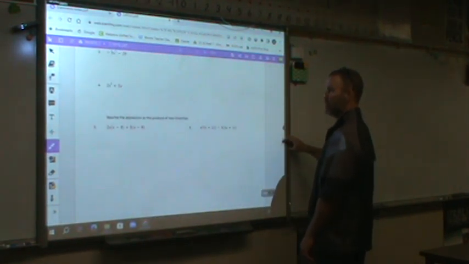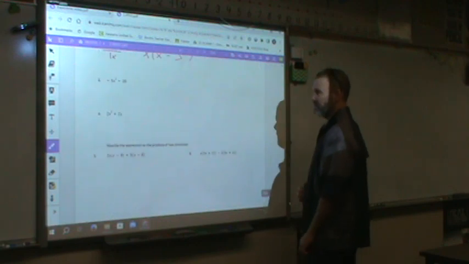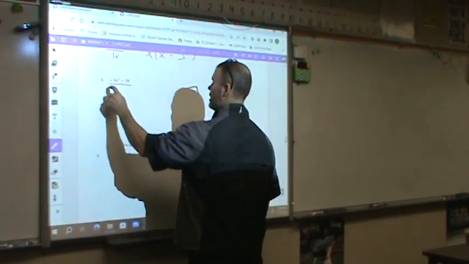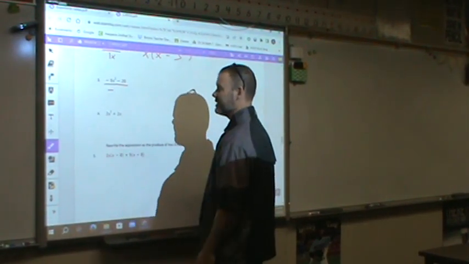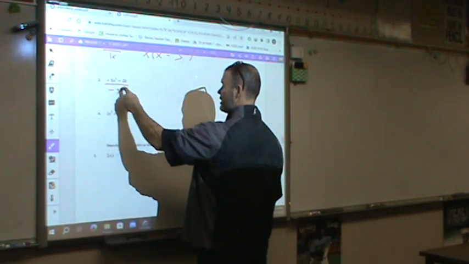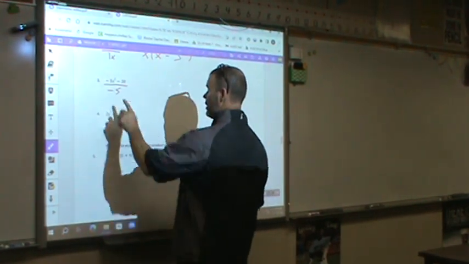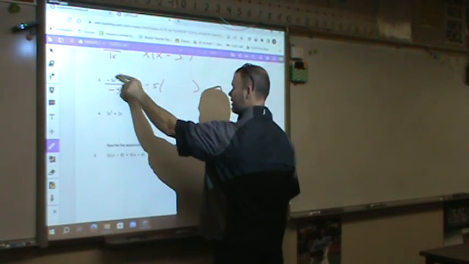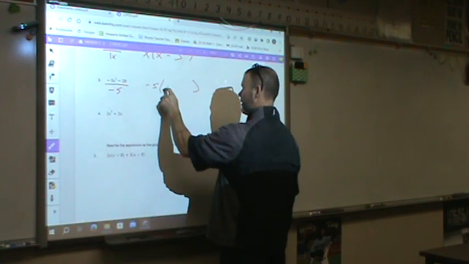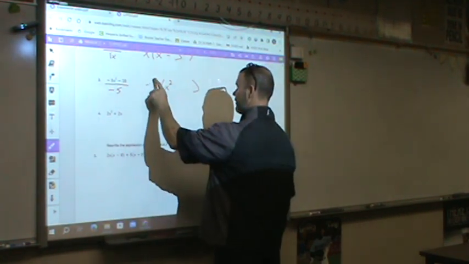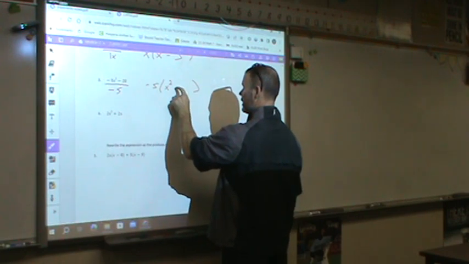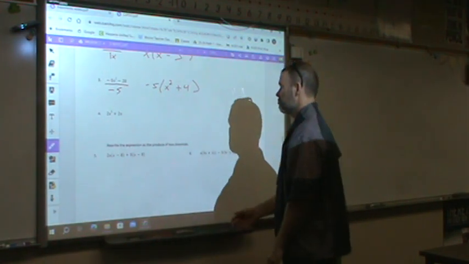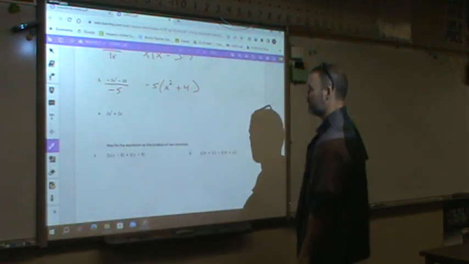When you get down to number 3, what looks different is you have a negative in both terms. If I have a negative in both terms, the negative is what's in common with both, so I have to take out the negative. 5 is the greatest common factor of both of them, and again, no variable. So if I take out the negative 5, times what gives me negative 5x squared? That would be x squared. Negative 5 times what gives me negative 20? Well, that would be a plus 4, because 20 divided by 5 is 4. So again, you're taking out the negative, which is in common with both.